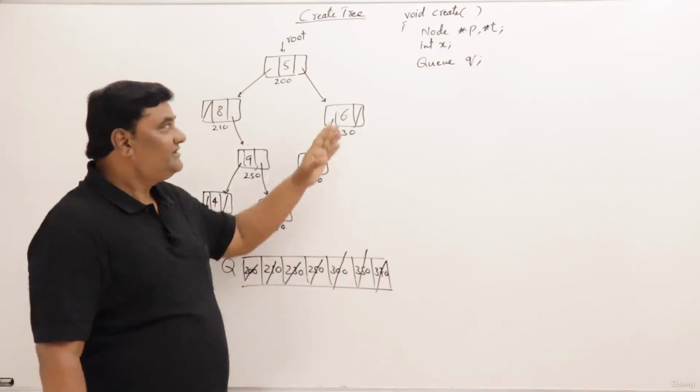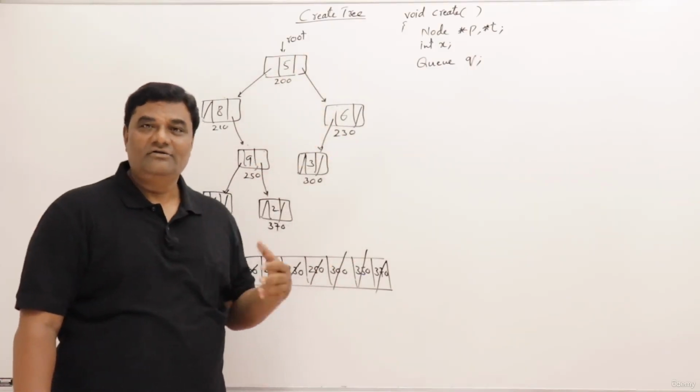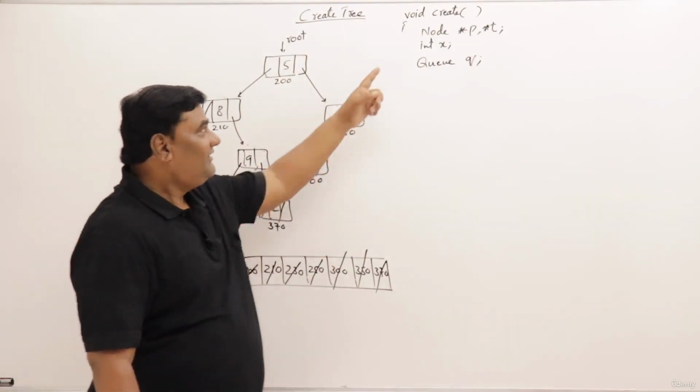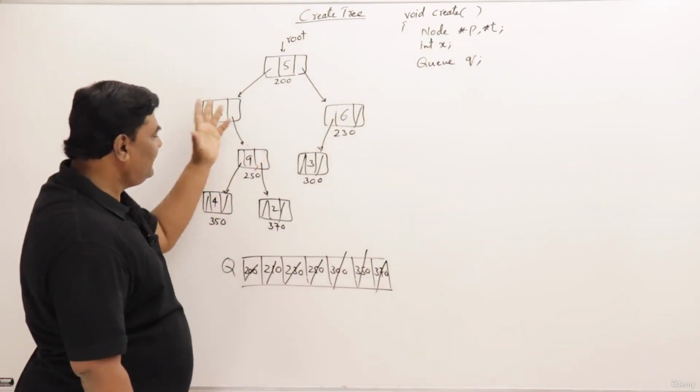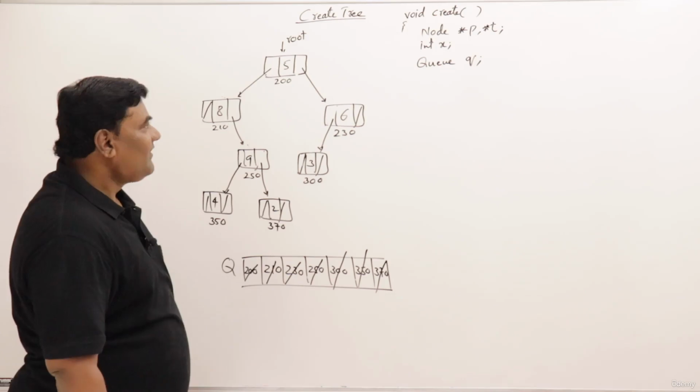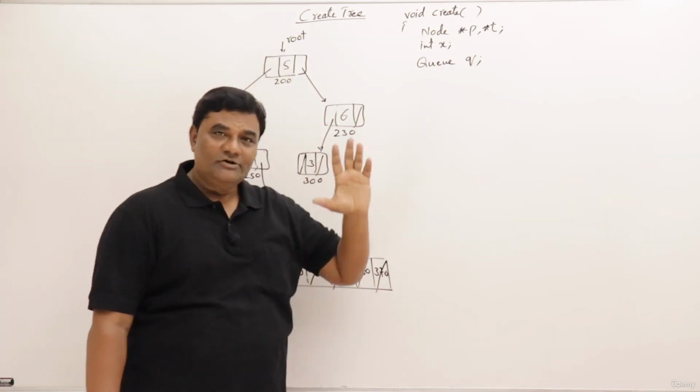So the procedure for creating a tree we have already seen. Now I will write a function. I have written a function here, create. I have taken the required pointers, P and T are the pointers that we require. And the root pointer, assume that it is global.